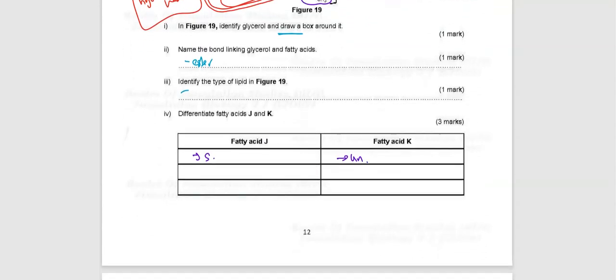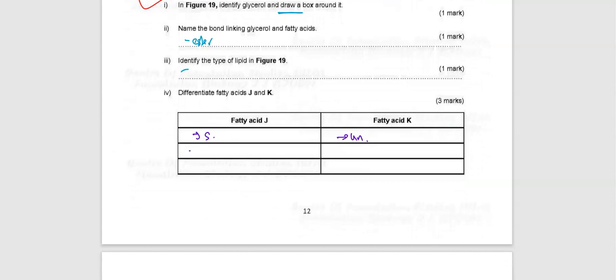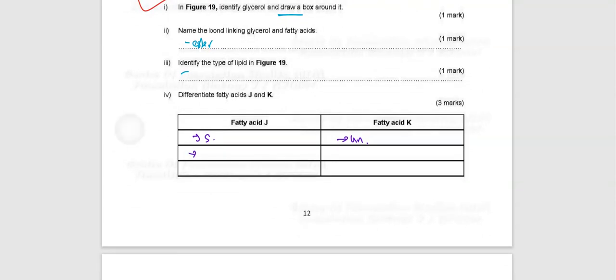The second difference is that you can write, for the saturated fatty acid, it has no double bond, and in the case of fatty acid K, it has a double bond present. So write your answer properly.